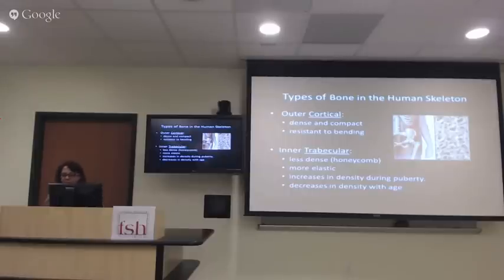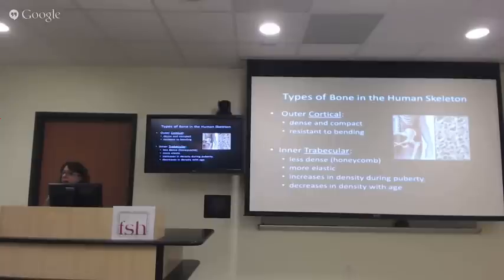All right, you're good. So, going on with more about bone physiology. In our human skeleton, we have two different types of bone. By the way, this is a picture of our hip, that's the femoral neck. We have an outer cortical bone, which is very dense and compact, resistant to bending. And then inside, that's the other little insert, you can see a honeycomb structure. That's the trabecular bone. And this part of the bone is much more elastic.